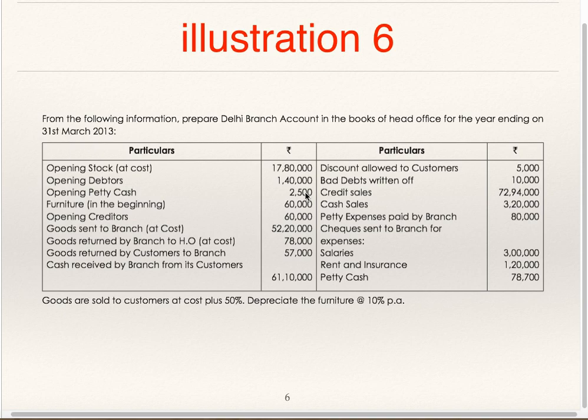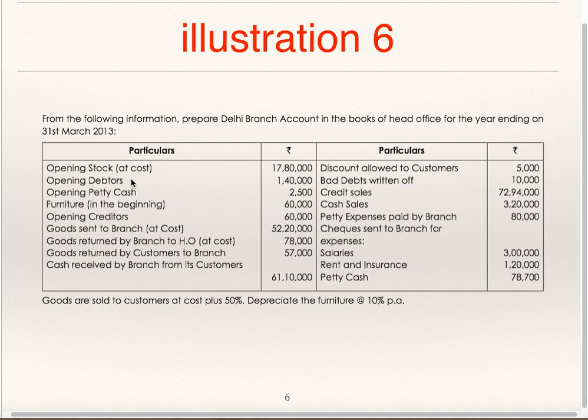Opening balance is 2,500 debit. Received from head office 78,700 debit. 80,000 is expenses, credit, and the remaining will be balance carried down. Goods are sold to customers at cost plus 50%, that is, if cost is 100, profit is 50 and invoice price is 150. Depreciate furniture at 10% per annum.